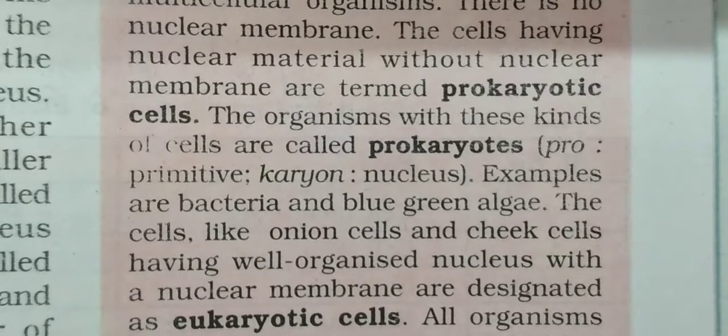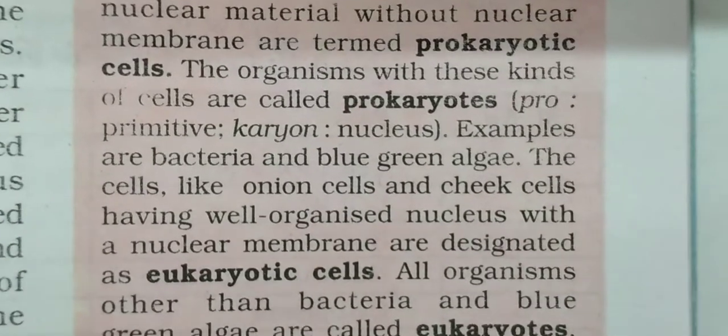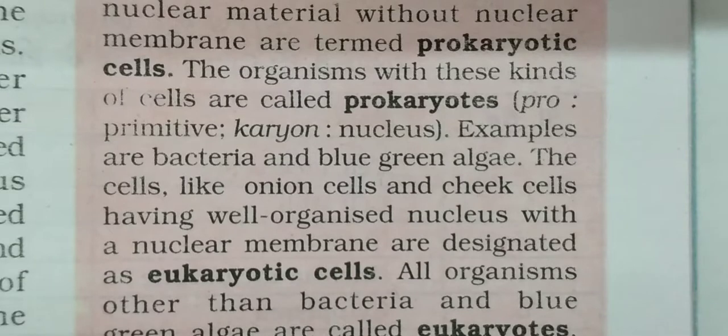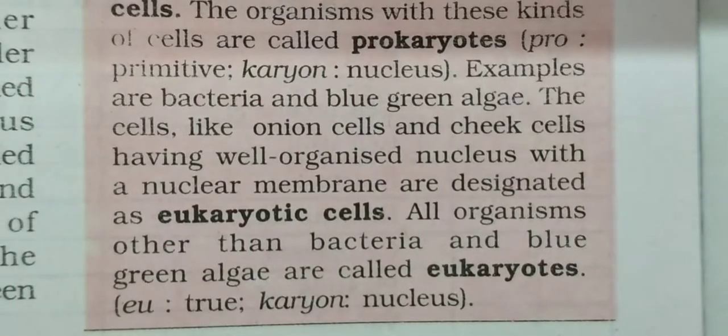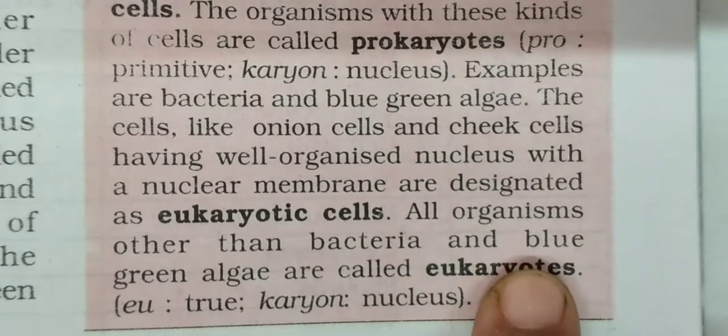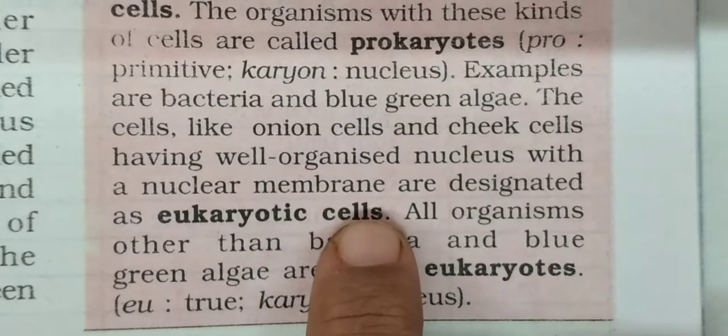And the cells like onion cells and chick cells have a well organized nucleus with a nuclear membrane. The organisms which have cells with a nuclear membrane, a well organized nucleus, those cells are called eukaryotic cells. And organisms having eukaryotic cells are called eukaryotes. What are they called? They are called eukaryotes. Organisms are called eukaryotes and the cells are called eukaryotic cells.